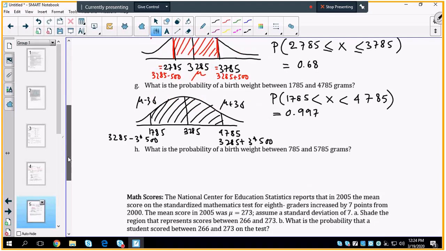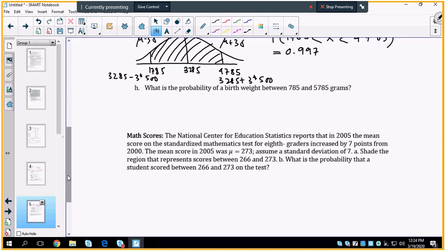The next question is asking you, what is the probability of a birth weight between 785 and 5,785 grams? So let's try to understand that. Mean is still 3285, and I want to understand between 785 and 5,785. Now remember, you had your 99.7% in fact between 1785 and 4785. Last problem has shown you that this region is already 99.7%, or 0.997 is the probability.